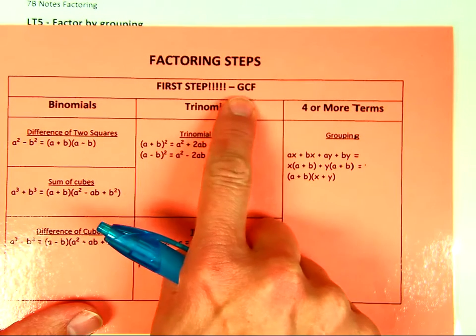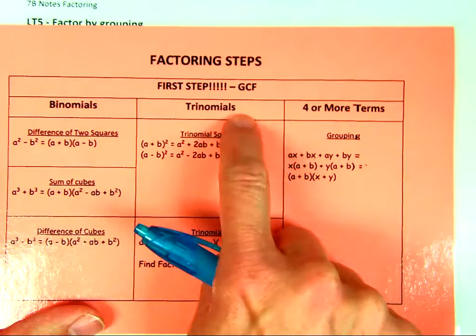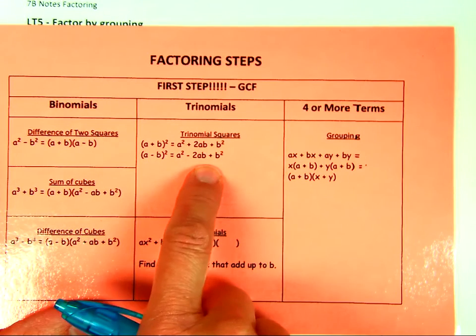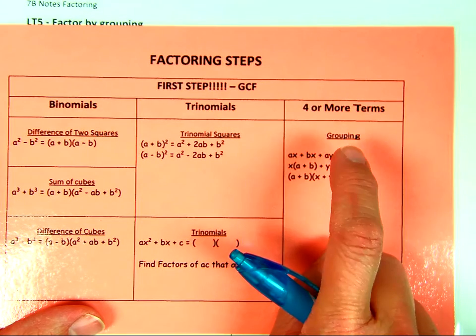Remember, the first step is always the greatest common factor. If it's a binomial, we check for a difference of 2 squares. If it's a trinomial, we check for trinomial squares first because that makes it easier. After that, we have to use our box method or whichever way you use. And if it's got 4 terms, we're always going to try grouping.